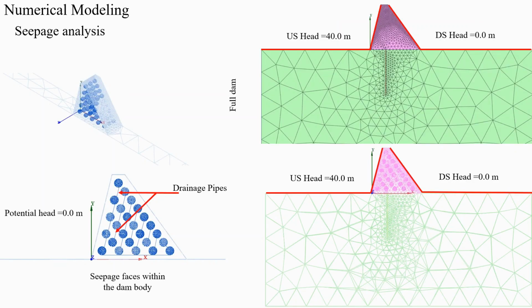First, we will start with seepage analysis, and in the beginning, the seepage foundation. The upstream head was 40 meters, and the downstream head was 0. The potential head at the bubble was 0 to allow water leakage into the bubble. We cannot simulate the drainage pipe within the dam, so we assumed that the boundary condition in the bubble is 0, because it's very sophisticated to simulate this drainage system within the solid model.